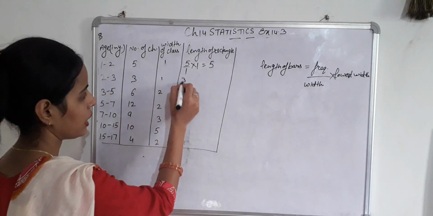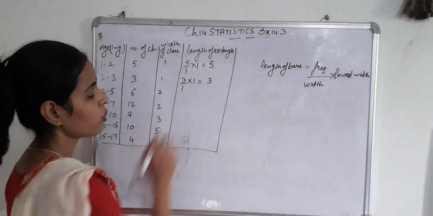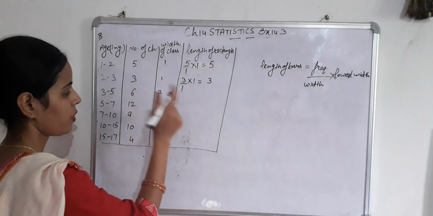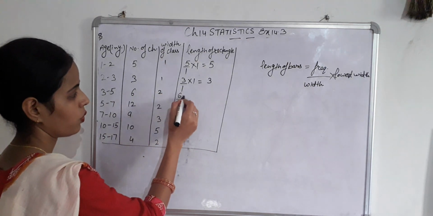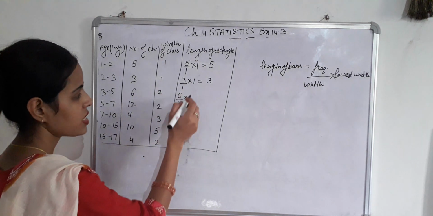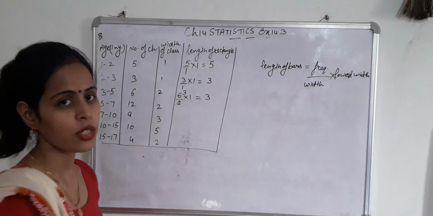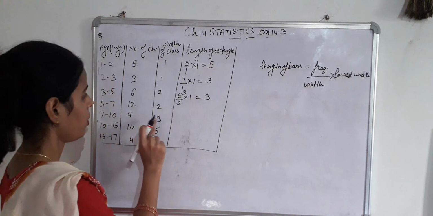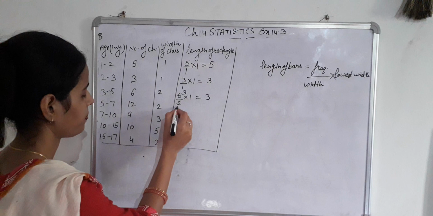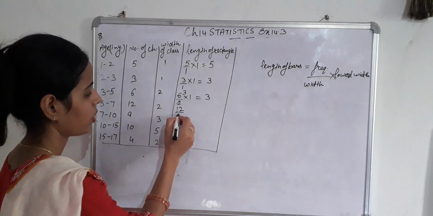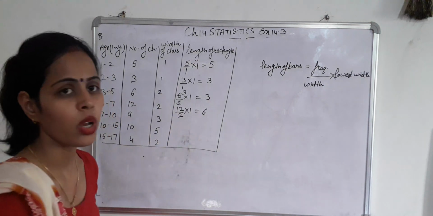For 2 to 3, frequency is 3, width 1, lowest width 1, so it is equal to 3. For 3 to 5, frequency 6, width 2, into lowest width 1: 6 upon 2 is 3. For 5 to 7, frequency 12, width 2, lowest width 1, which equals 6.